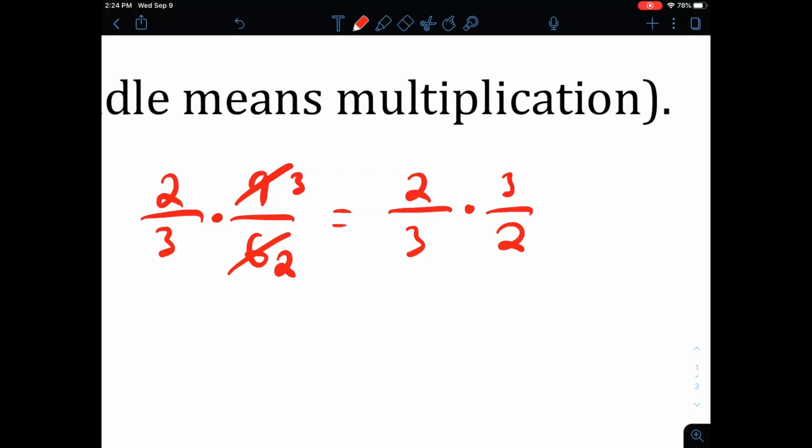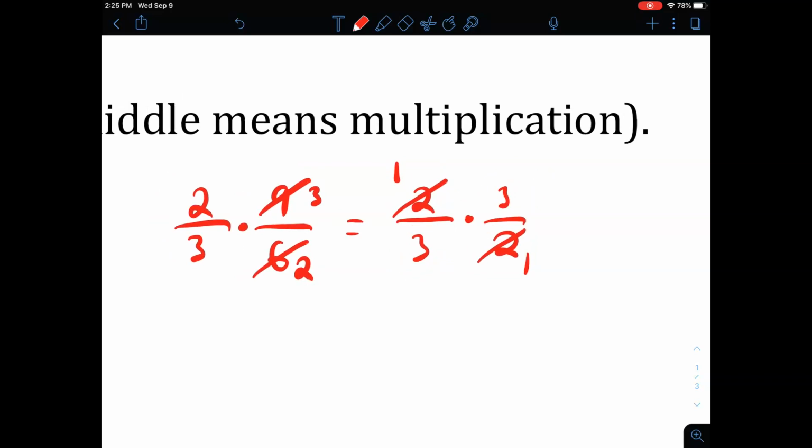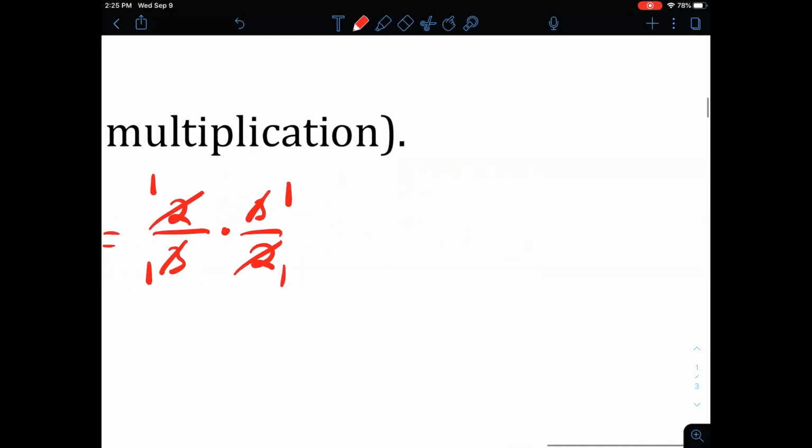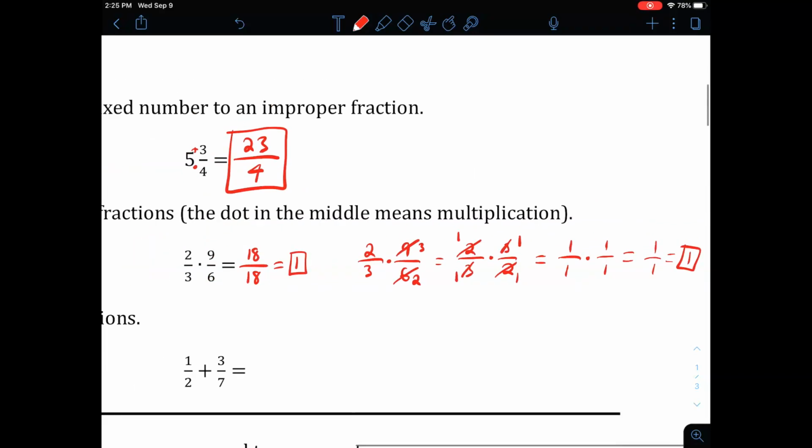But we can go even farther. We can cancel diagonally now. Looking at this, is there a number that goes into 2 and 2 nicely, diagonally? Yeah, 2 goes into 2 how many times? All right, what about 3 and 3? Is there a number that goes into 3 and 3 nicely? Yeah, 3 goes into 3. If they have the same number, they each go into each other nicely. So 3 goes into 3 one time. Now we have 1 over 1 times 1 over 1, which equals 1 over 1, which equals 1.